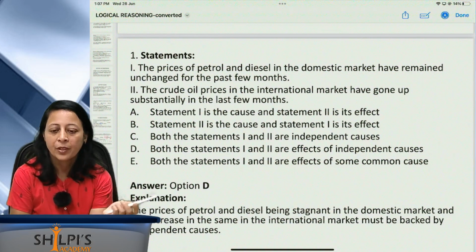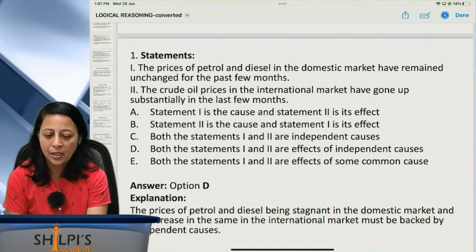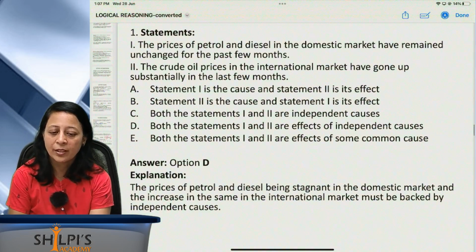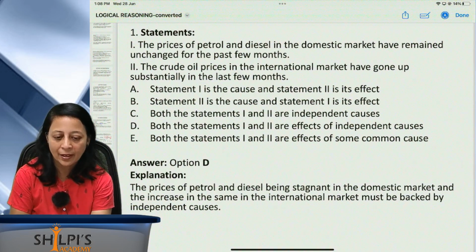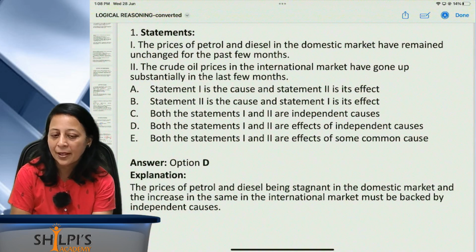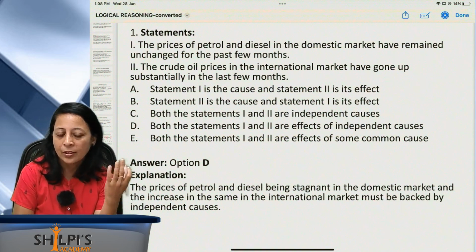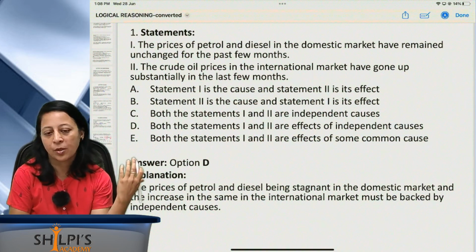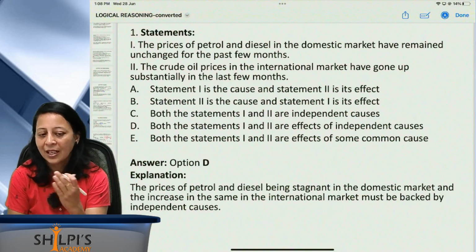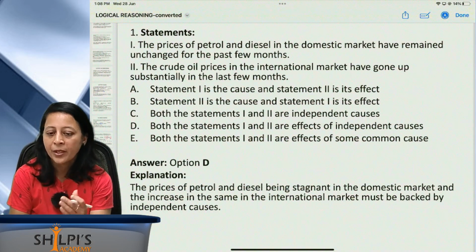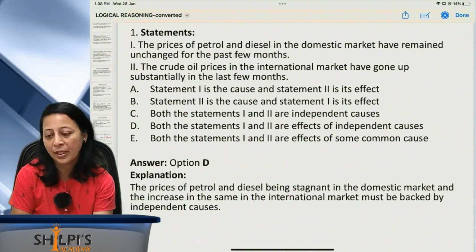Okay, I have already given the answer here, it is option D, because the price of the petrol and diesel being stagnant in the domestic market and the increase in the same in the international market must be backed by independent causes. Both have no relationship. Here it is petrol and diesel in the domestic market, there it is the international market. So it means that both are independent causes. Okay, both statements 1 and 2 are effects of independent causes.